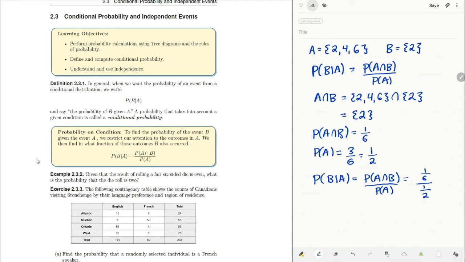And rather than working with 2 fractions, let's rewrite it so that we only have 1 fraction. We can multiply by the reciprocal of the denominator. So we have 1 out of 6 times the reciprocal of 1/2, which is 2 over 1. So this will simplify to 2 over 6, or 1/3.